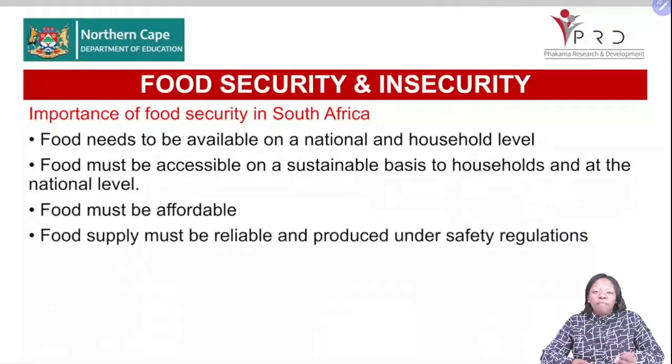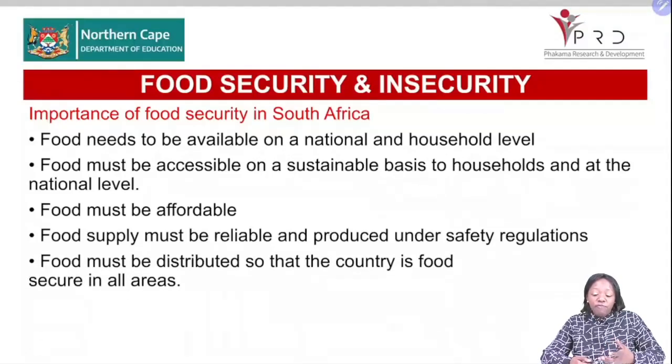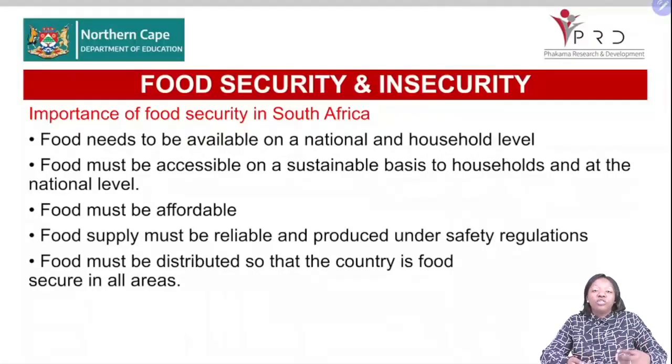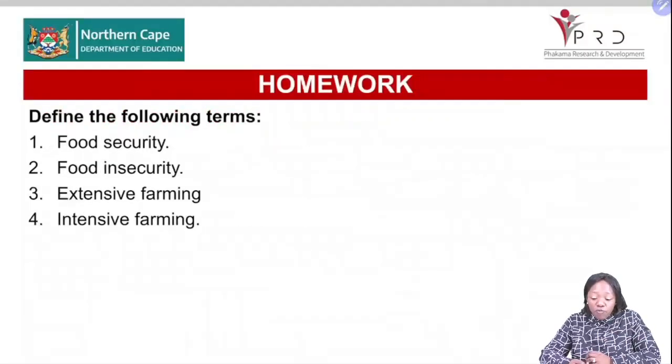Again, the food supply is supposed to be reliable. We cannot have farmers that are now not functioning. So it's supposed to be reliable. Then we're looking at the food that must be distributed across the country. We cannot have a province where they will say we do not have food. So therefore, it's supposed to balance across the 9 provinces.